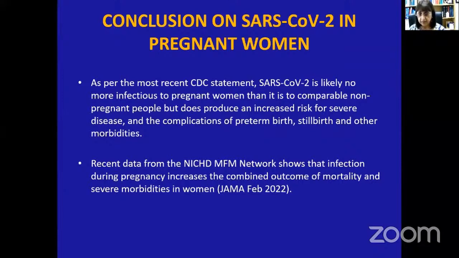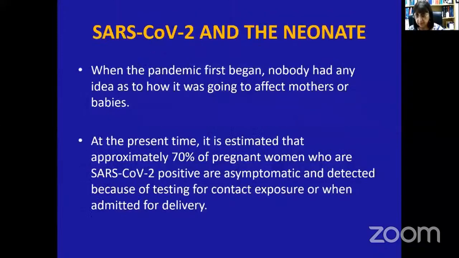Just very recently, there was a publication from the NICHD Maternal Fetal Medicine Network, which looked at 17 hospitals and showed that infection during pregnancy significantly increased the combined outcome of mortality and severe morbidities in women. It is in the most recent version of JAMA. So then we move to the neonate. When the pandemic first began, nobody had any idea as to how it was going to affect mothers or babies. At the present time, it is estimated that approximately 70% of pregnant women who are SARS-CoV-2 positive are asymptomatic and detected because of testing for contact exposure when admitted for delivery.